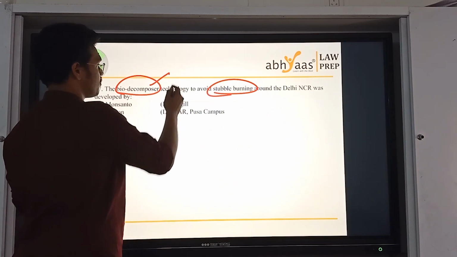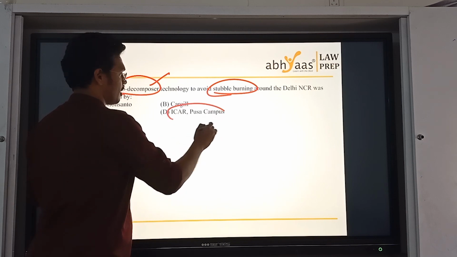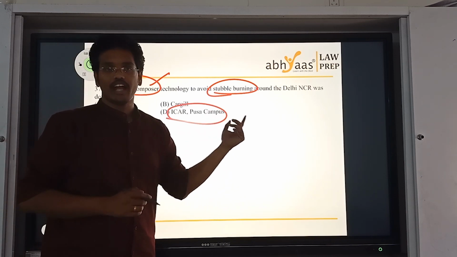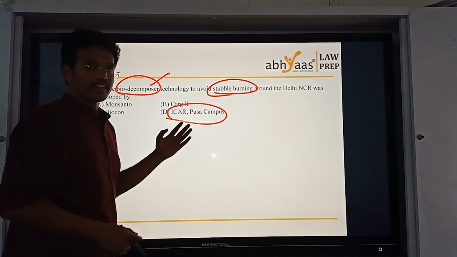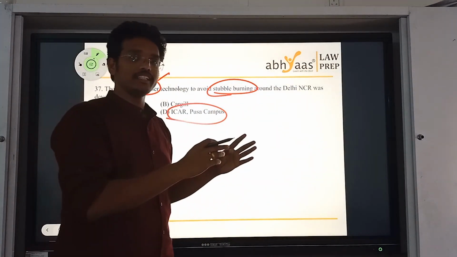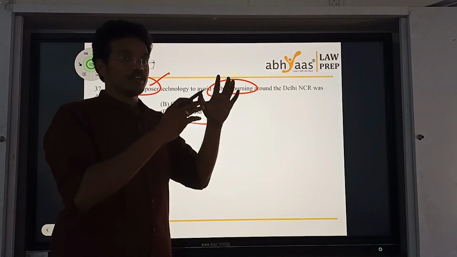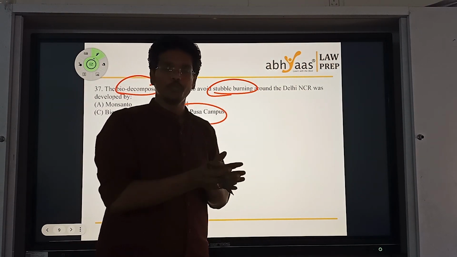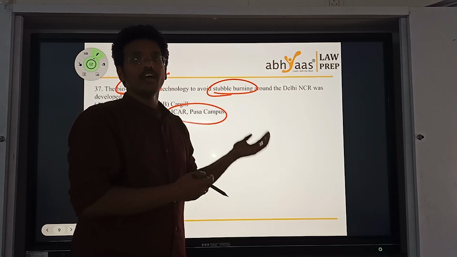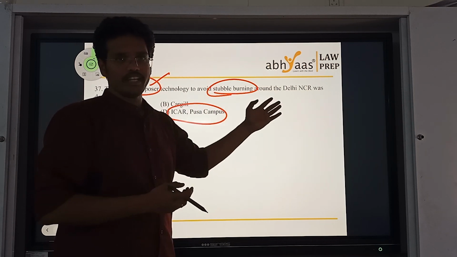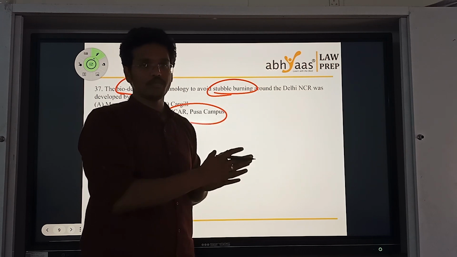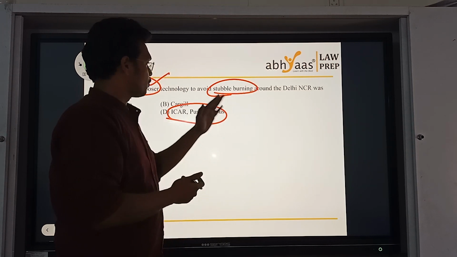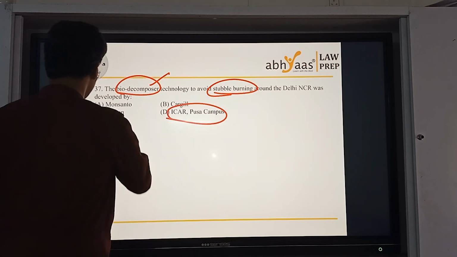This decomposer was created by ICAR, the Indian Council for Agriculture Research. Generally, Monsanto, Biocon, Cargill are private companies which invent new products for their own benefit, and mostly pharma in nature. But ICAR is exclusively focused on farmers and the Indian farming sector. So we can directly opt for this answer even if you don't know.